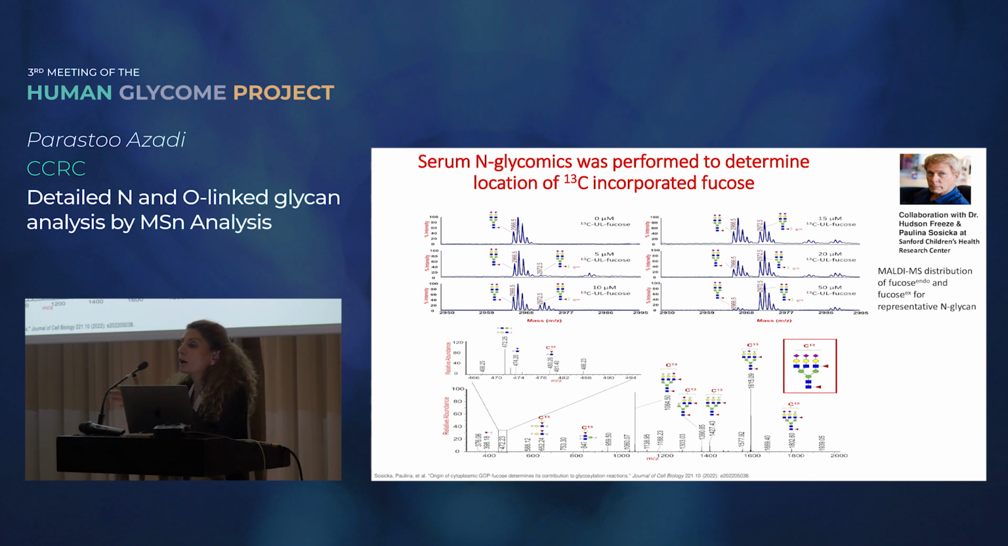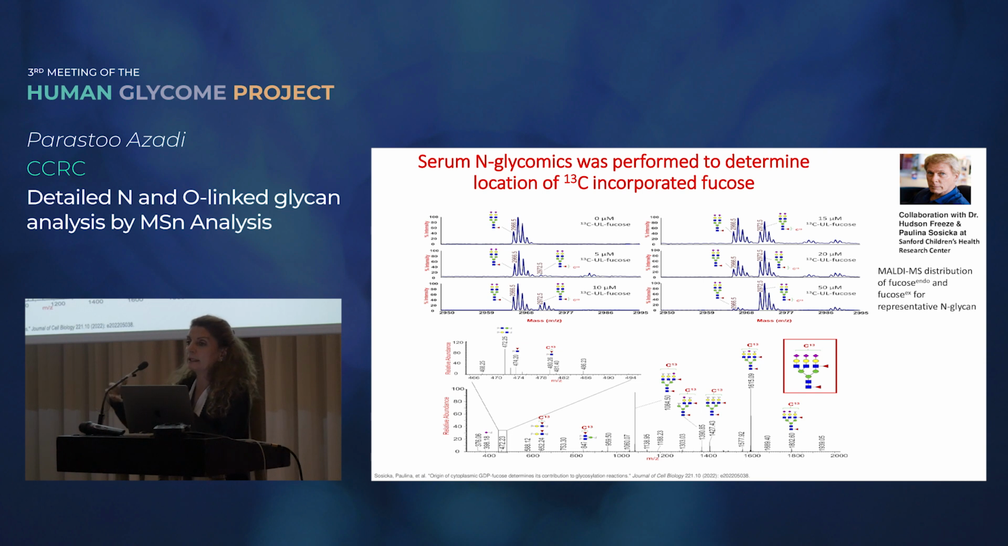Is it just one big bag of fucose being used for different glycosylation pathways? Because we can have exogenous fucose coming from diet. We can have it from the salvage pathway, which means it's already been in there.